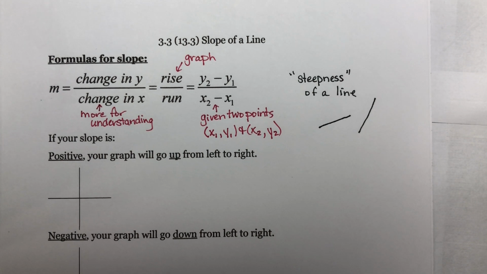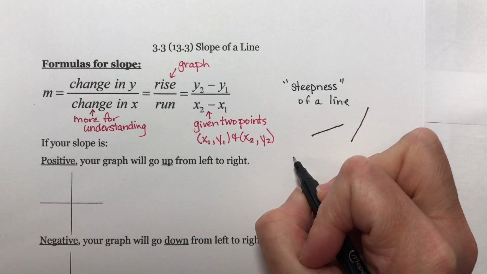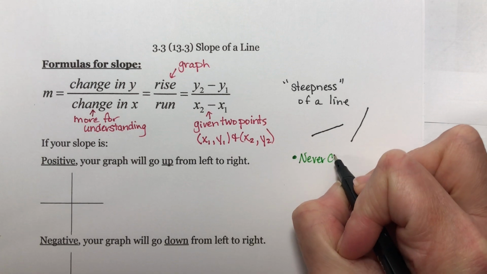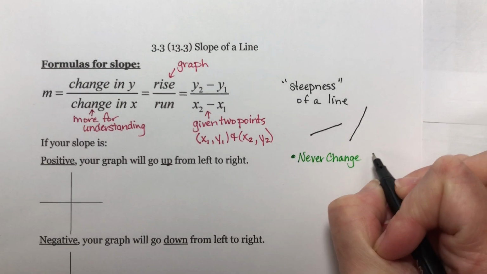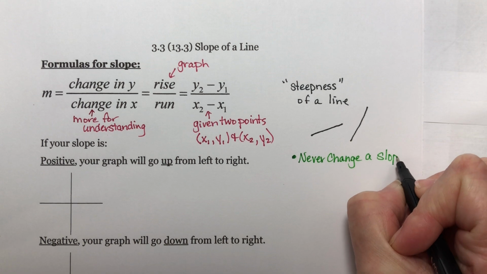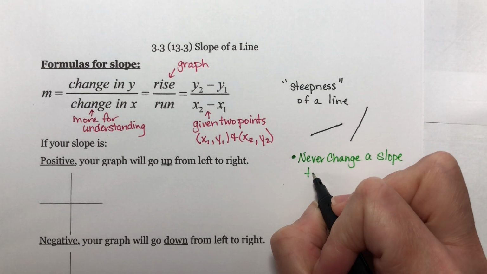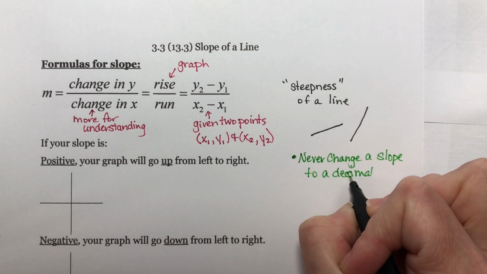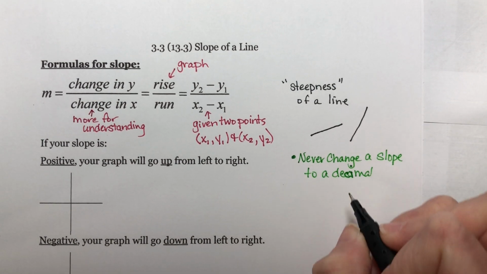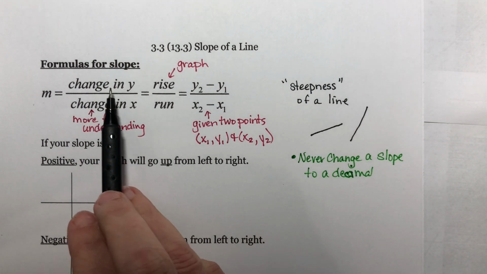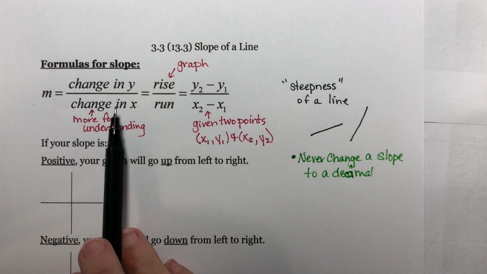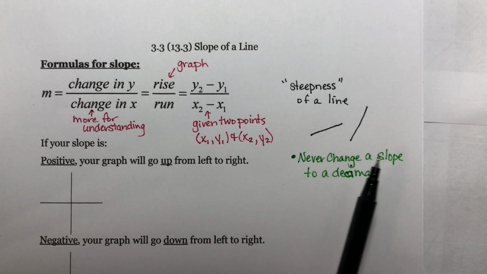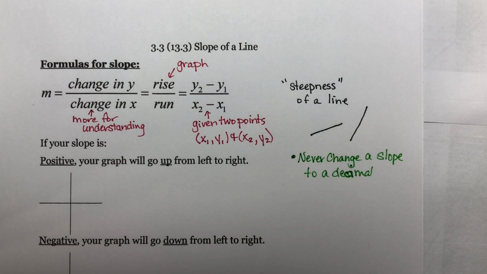Okay, a couple things I want to point out here. We never change a slope to a decimal. All right, never change it to a decimal. This is a ratio, and remember with ratios, it's a comparison of one thing to another. If you change it to a decimal, you lose that comparison.